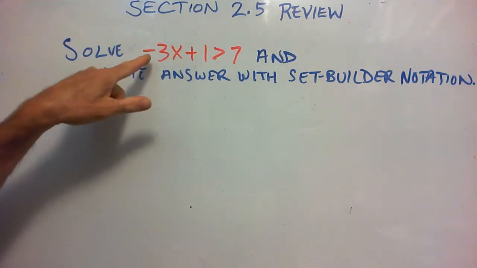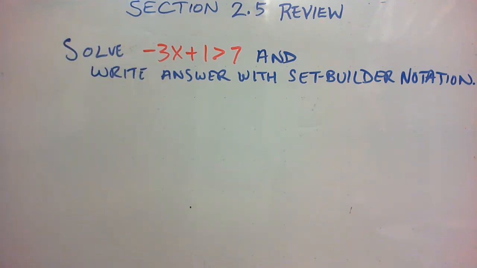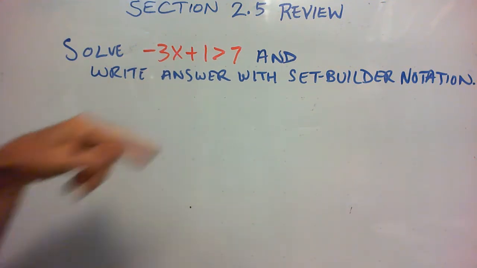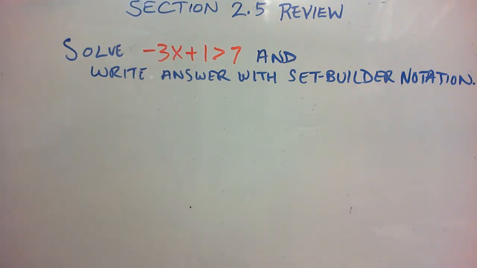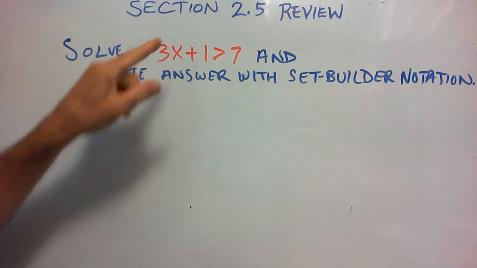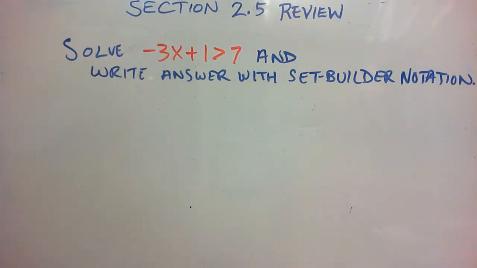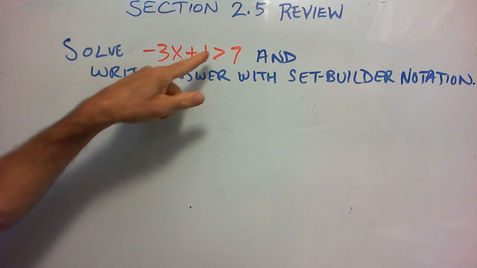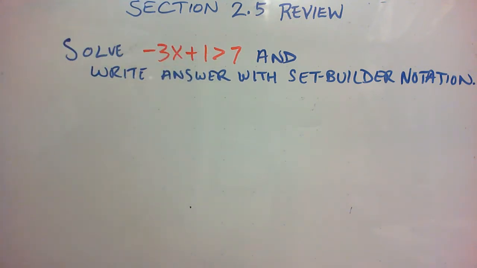Okay, our next problem we're going to look at is a very similar problem. Solve negative 3x plus 1 greater than 7 and write the answer with set builder notation again. Now the difference is here we're going to divide by a negative. And whenever you multiply or divide both sides of an inequality by a negative, you switch the direction of that inequality sign. So see if you can solve this and write the answer in set builder notation.